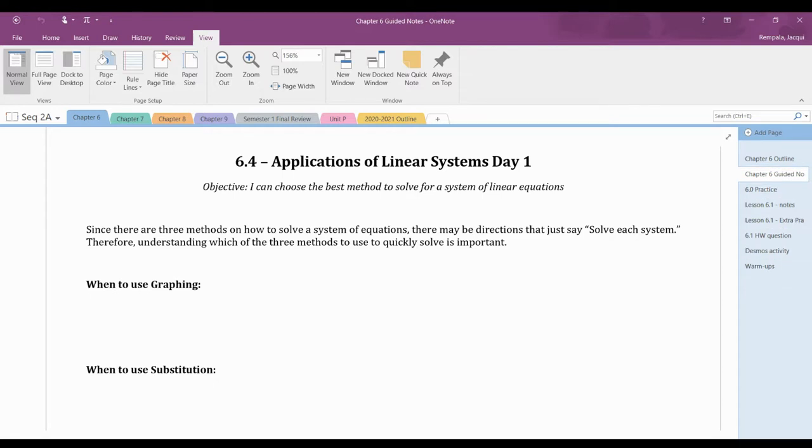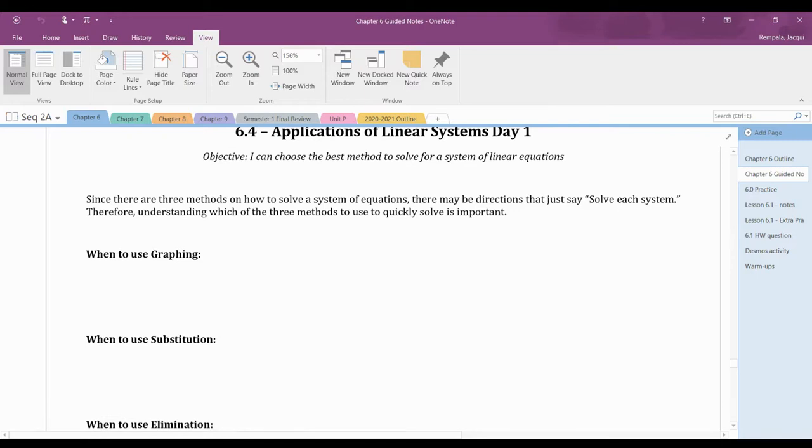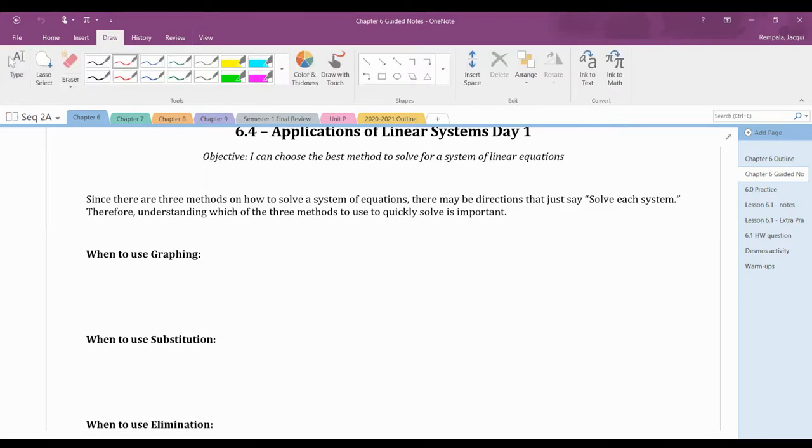There may be directions that just say solve each system. So I'm not specifically saying you have to solve it by graphing, you have to solve it by substitution, you have to solve it by elimination. Sometimes it's going to be your choice. Therefore, understanding which of the three methods to use quickly in order to solve it most efficiently is going to be important. So let's recap and show when I will use each because it's the best method.